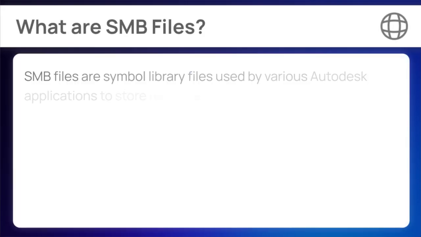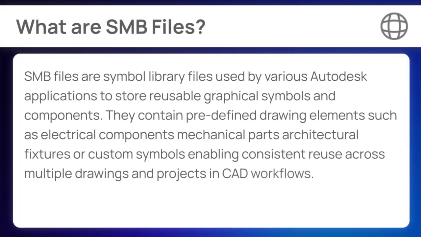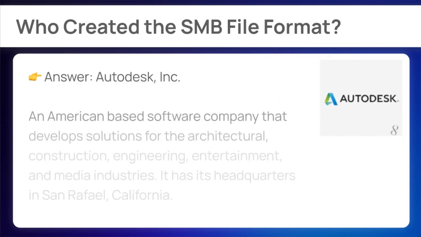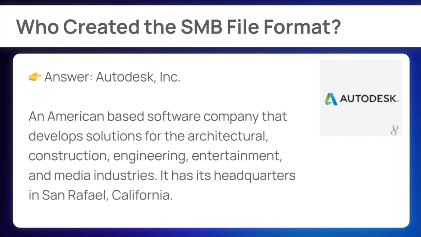SMB files are symbol library files used by various Autodesk applications to store reusable graphical symbols and components. They contain predefined drawing elements such as electrical components, mechanical parts, architectural fixtures, or custom symbols, enabling consistent reuse across multiple drawings and projects in CAD workflows.